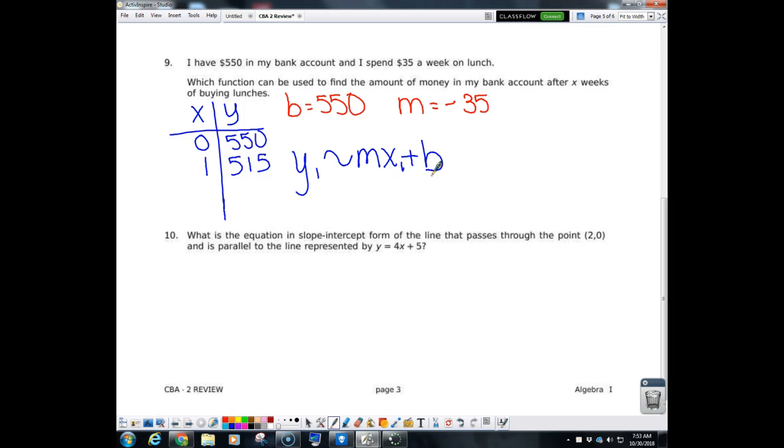I start off with 550. After 1 week, I take away $35. Now you have 2 points. So now you can write the equation of that line. Okay? Make sense?